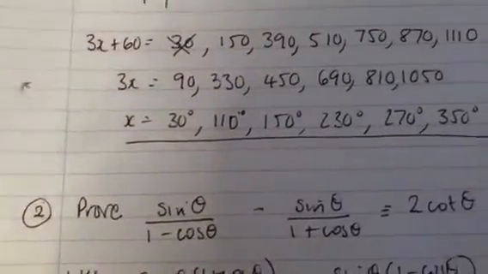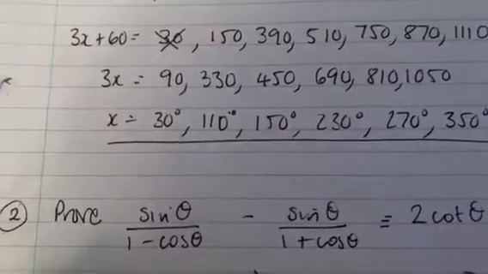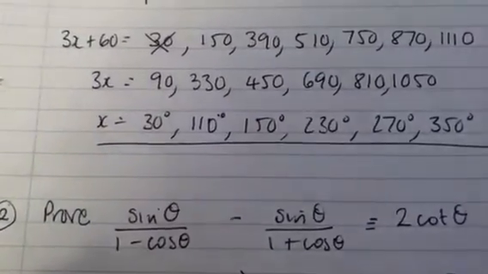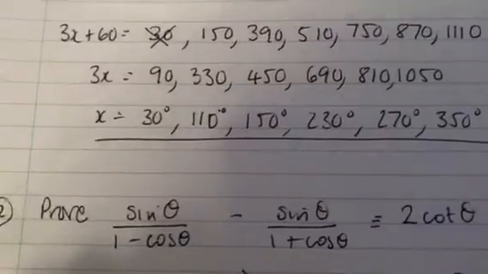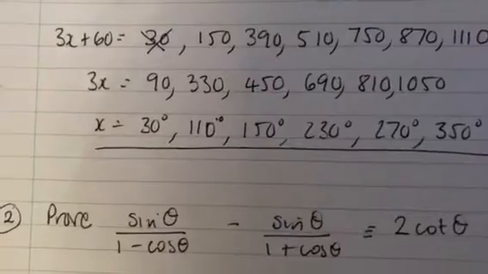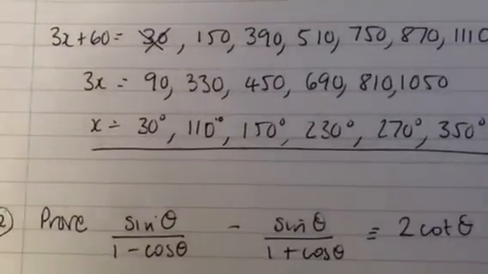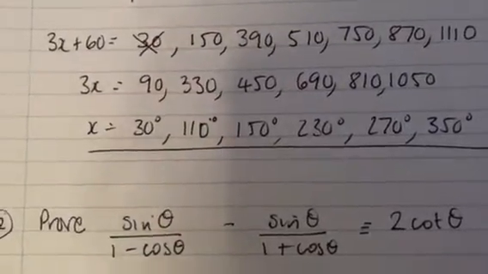Right, second thing we've got is a trig proof. Trig proofs are quite common, and if it asks you to prove something, you take one of the sides and manipulate it to look like the other side. If you're in trouble, what you can do is manipulate the left side, manipulate the right side, and then show that they are the same.